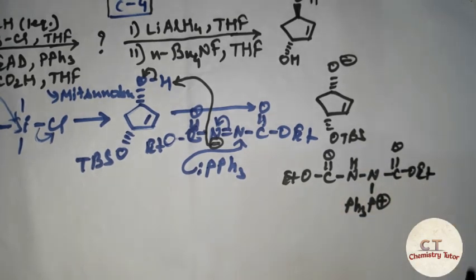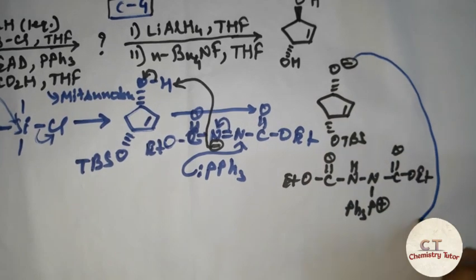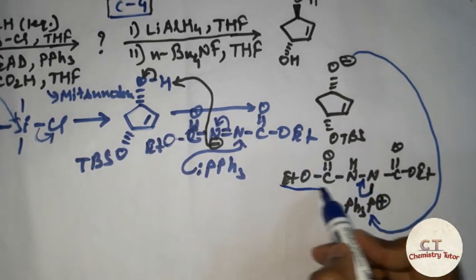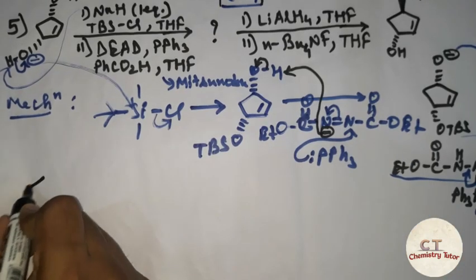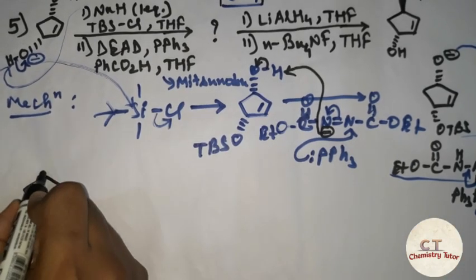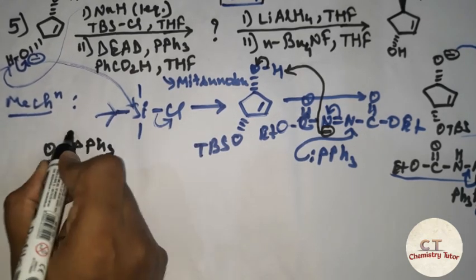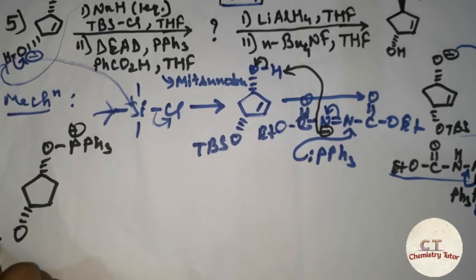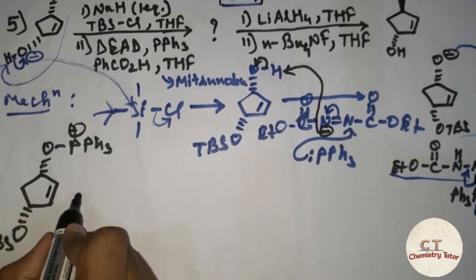And in the next step, we know oxygen has good affinity towards phosphorus. So it is going to attack the positively charged phosphorus, and this group is going to leave, and we get the product as O PPh3 positive charge and here OTBS, and here is the double bond.